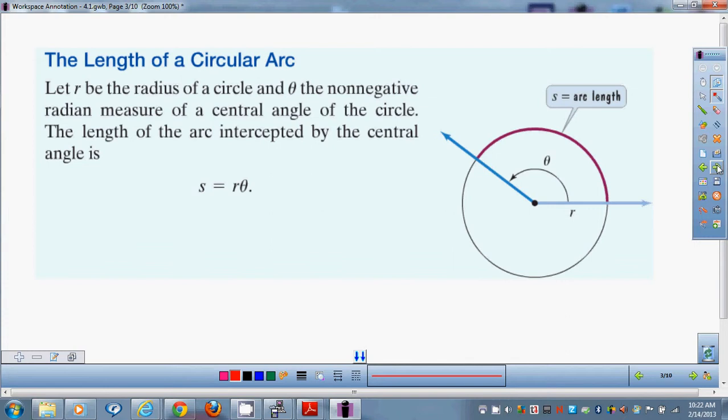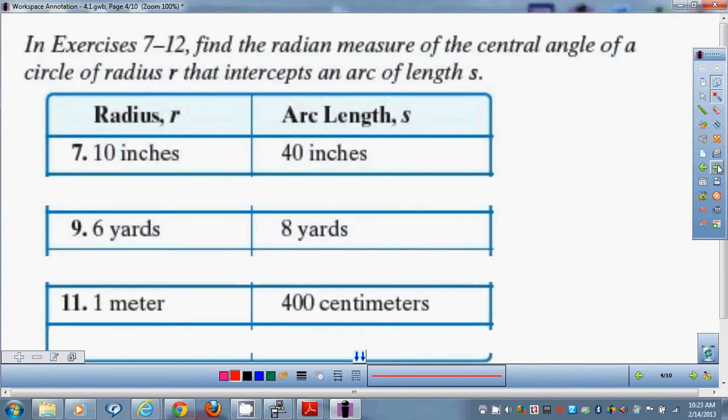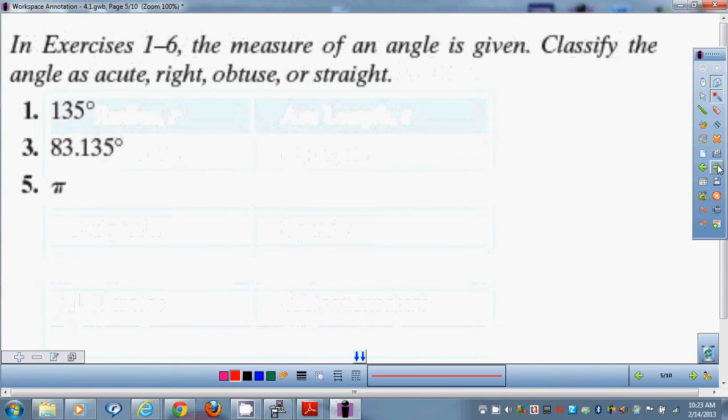To convert, I hope that's the next slide. Yes, it is. No, it's not. We'll come back to that. Okay. The measure of an angle is given. Come on. That's easy stuff. We haven't even done this yet. I thought we... Hold on.